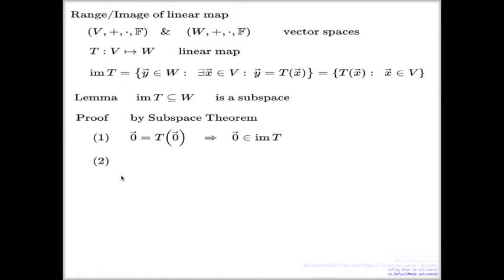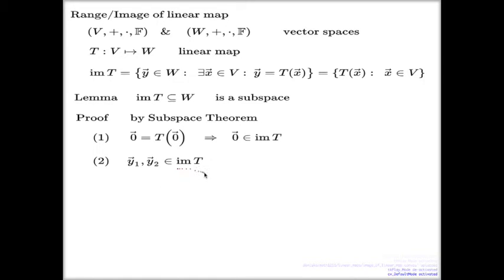Second one is the one for the sum. So I need to take two elements in my image. This time I use the letters y1 and y2 rather than x and y. And I think the argument I'm about to show will explain why exactly this is a better choice for notations this time. y1 and y2 from the image.